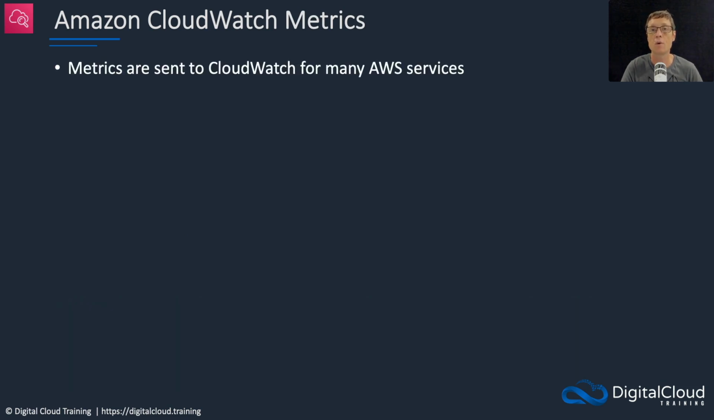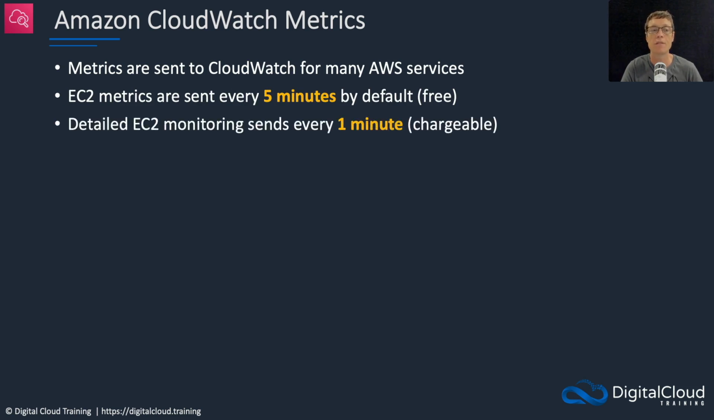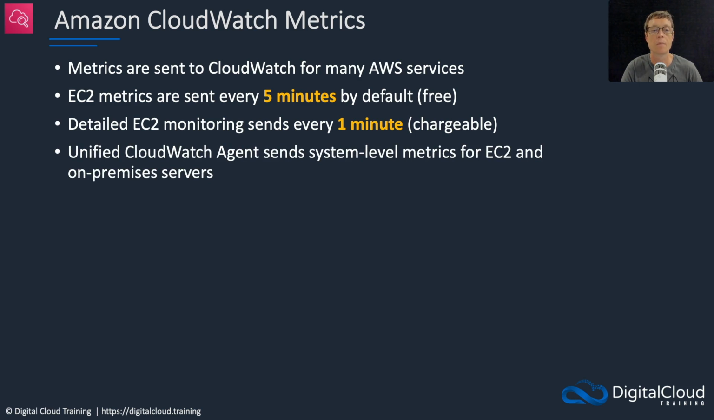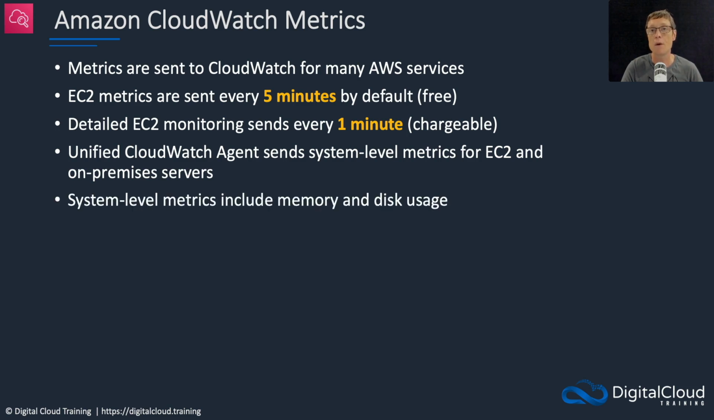Metrics are sent to CloudWatch for many AWS services. For example, EC2 instances will send metrics to CloudWatch every 5 minutes, and you don't have to pay anything for that. With EC2, you can enable detailed monitoring to get more granular monitoring, and that's every minute, and you have to pay a small fee. You can then install the unified CloudWatch agent to send system-level metrics for EC2 and on-premises servers. Those metrics include additional things such as memory utilization and disk usage.